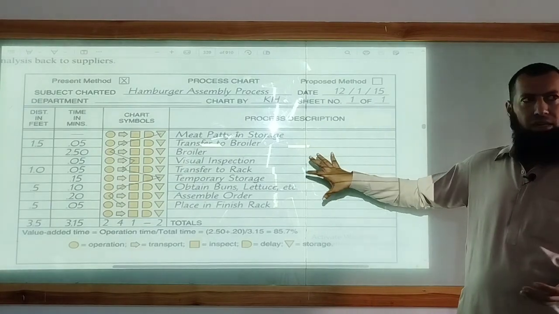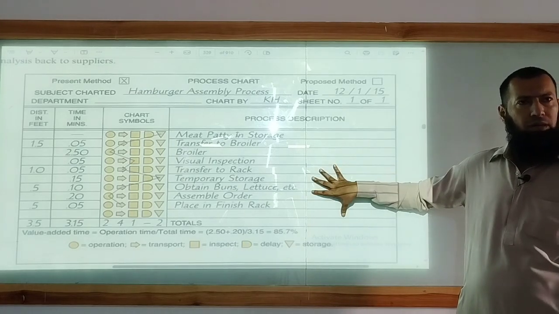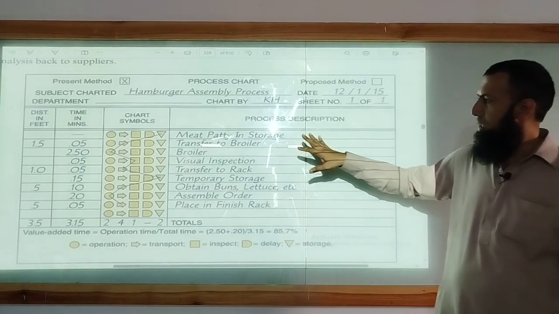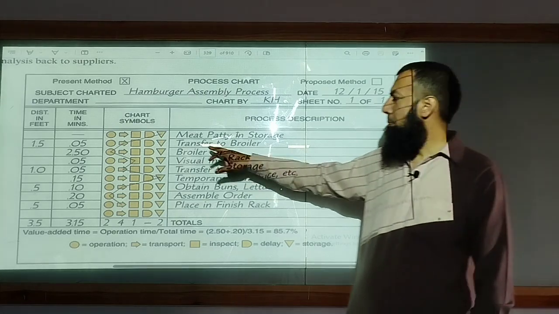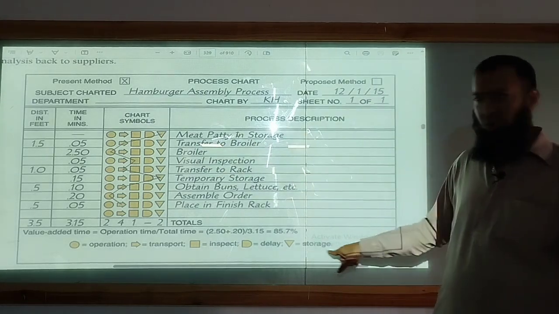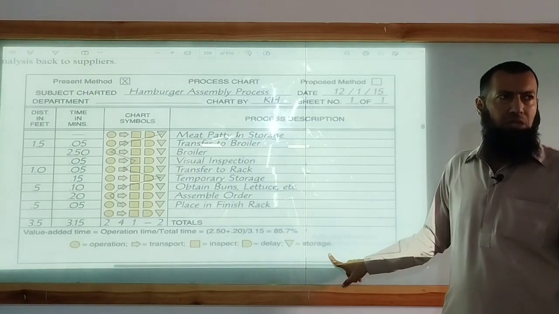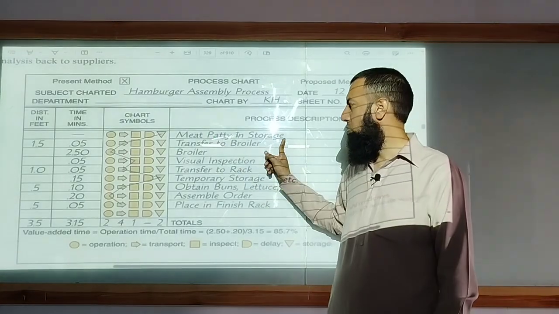So this is a burger being cooked by some brand. These are the process descriptions, the processes going on. You see over here, meat patty in storage is already there. That is part of the storage. So it is already in the refrigerator. Meat is already in the refrigerator. You see meat patty in storage.